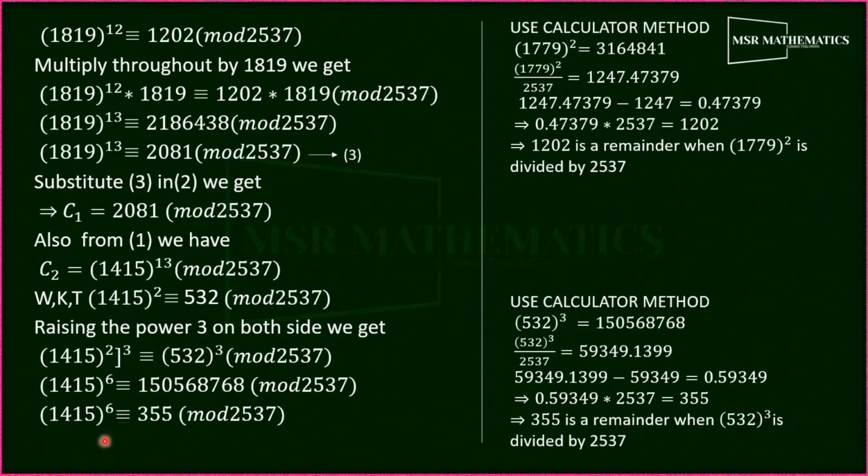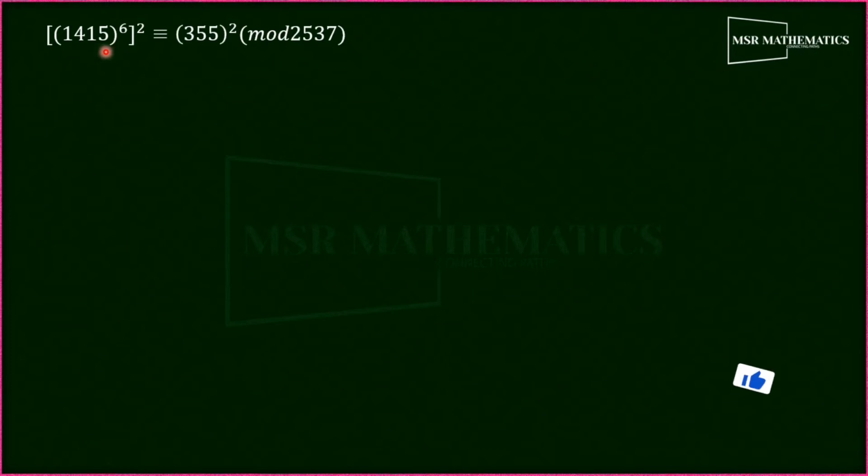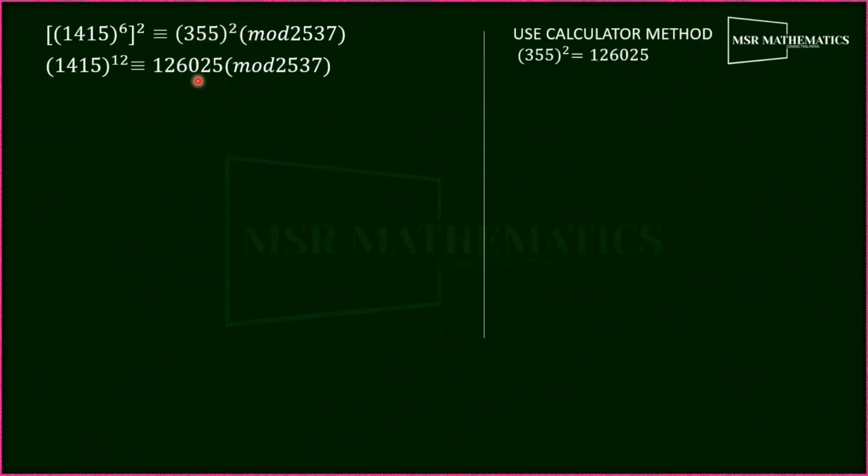But we have to obtain 1415 power 13. For that we have to raise the power 2 on both sides. Raising the power 2 on both sides, we get 1415 power 6 whole power 2 is congruent to 355 square under modulo 2537. Next, on the left-hand side we get 1415 power 6 into 2, which is 12, is congruent to, and here we have to find the value for 355 square. Here 355 square is 126025. We have to find the remainder for this with the help of the calculator method. First we take 355 square, which is nothing but 126025.